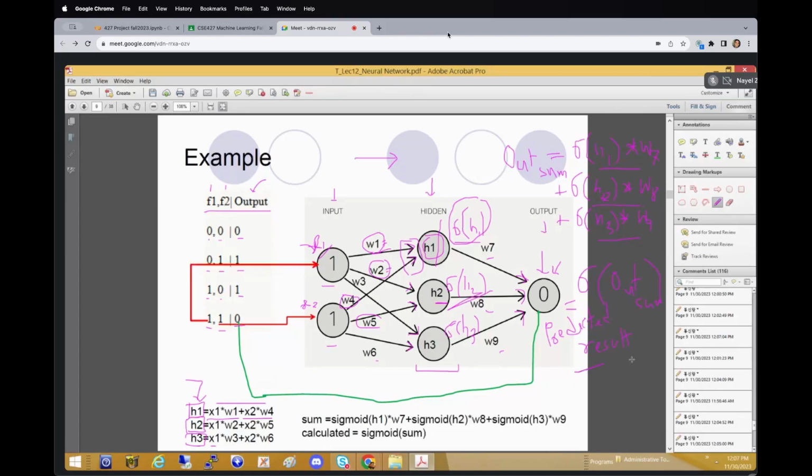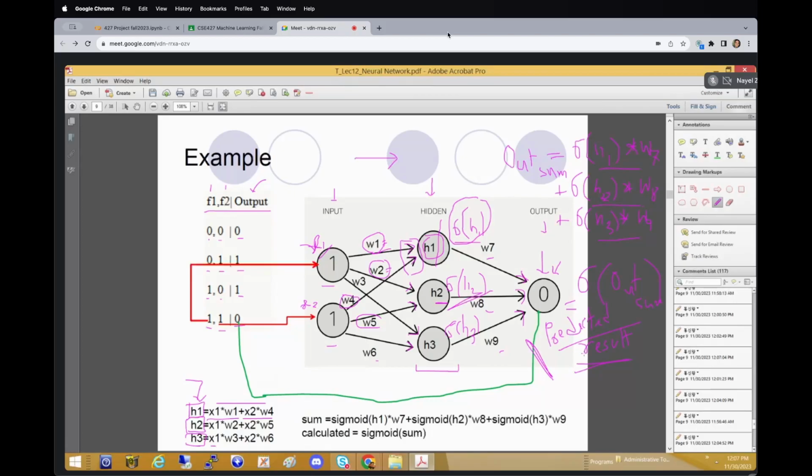Okay, so this will be the predicted values. That means after the output sum, we have to pass it through the sigmoid function to get the predicted result. So this is actually the goal of our forward propagation.